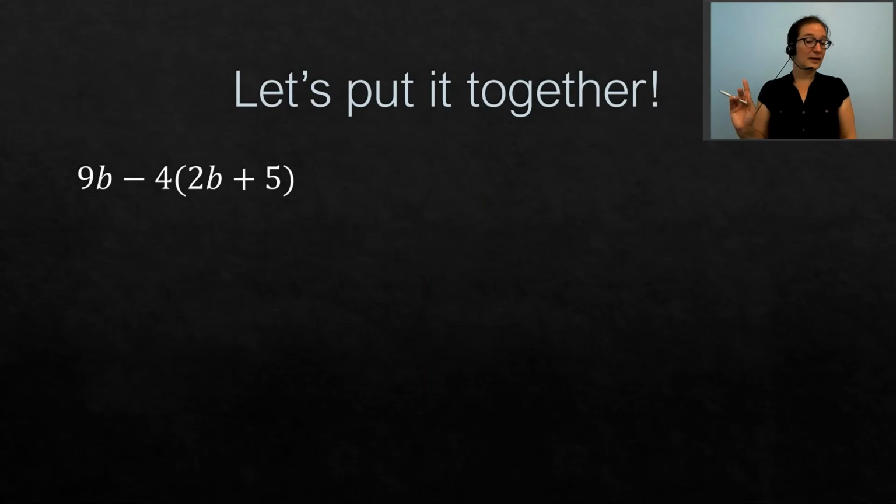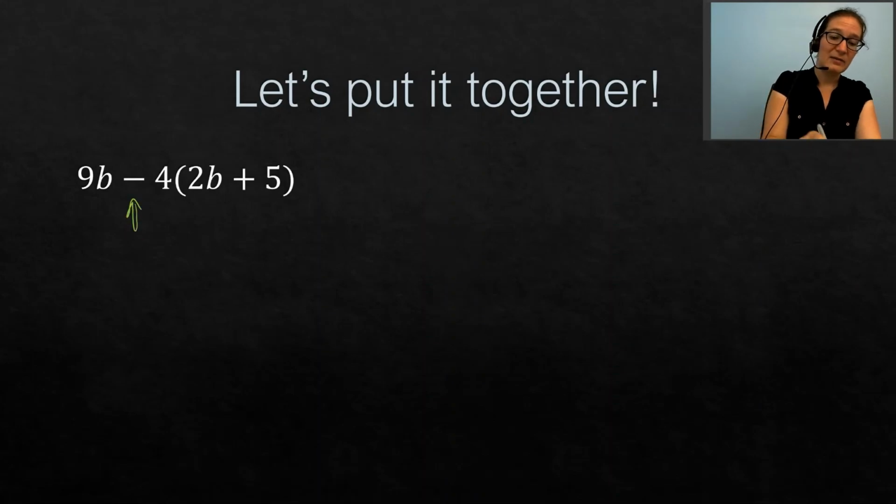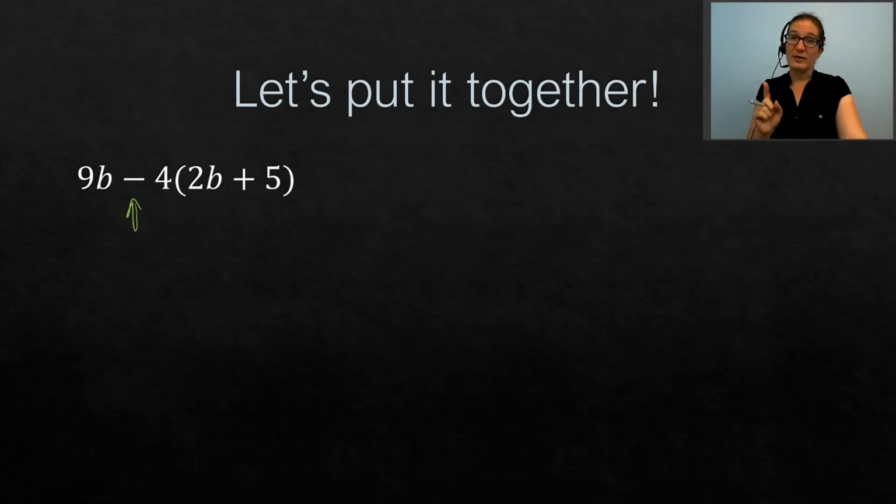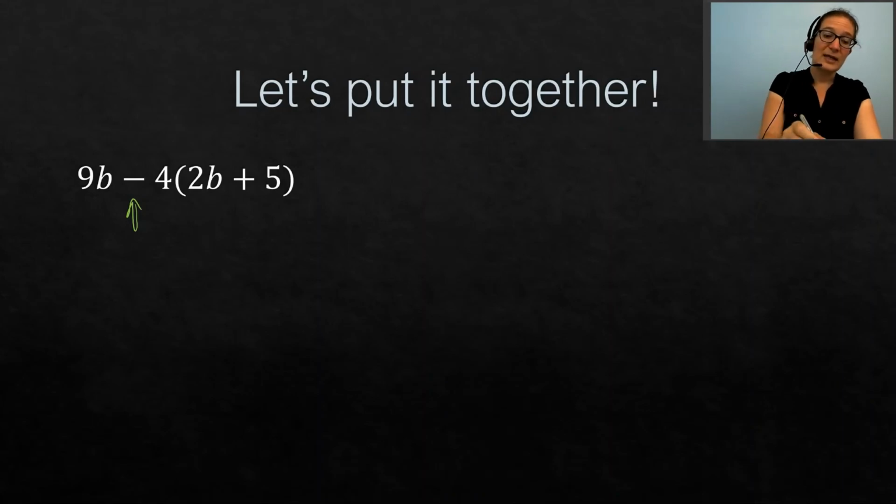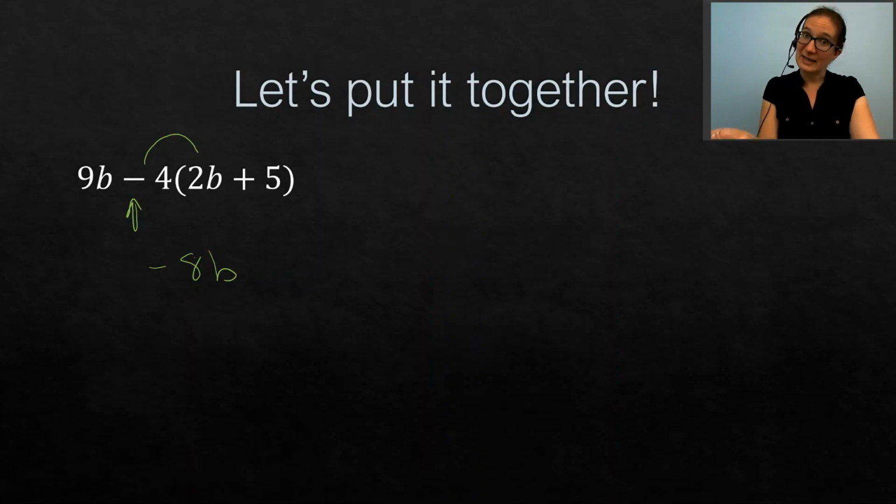All right, now, one thing that I want to talk about here, and I chose this example on purpose, is this negative. Because remember, when we talked about our order of operations, I said that sign has to stay attached to the number behind it. And in this case, this means when I distribute that 4, it's not just 4 I'm distributing, it's going to be negative 4. So I need to think negative 4 times 2b, and that's going to give me negative 8b. And I need to think negative 4 times 5, and that's going to give me negative 20.